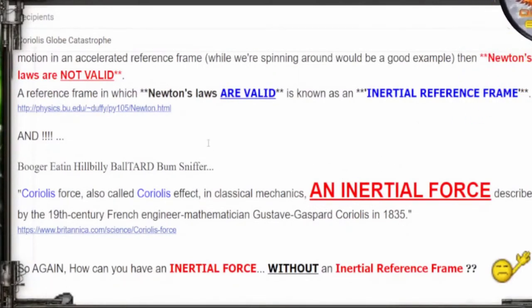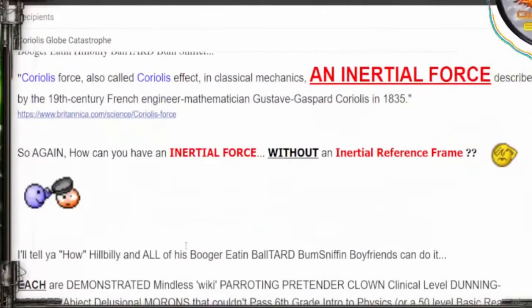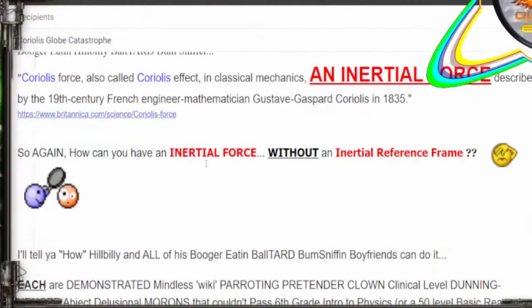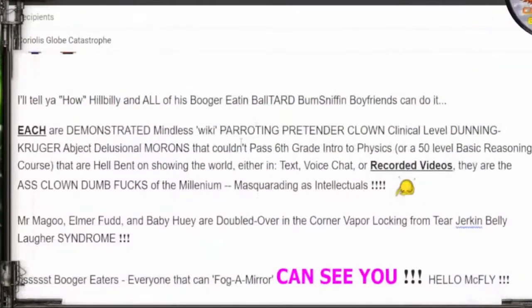You're in a category error. It's non sequitur on steroids. So again, how can you have an inertial force without an inertial reference frame? Simple as that.